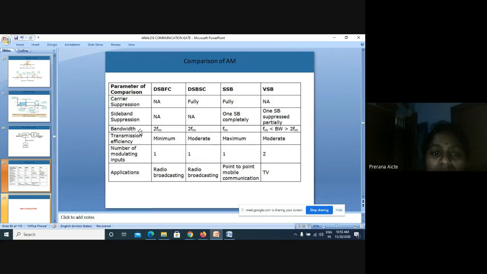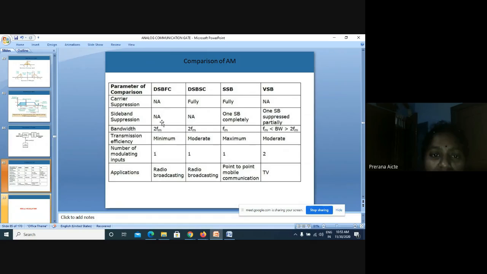When it comes to bandwidth, the bandwidth required for AM is 2 FM, for DSB is 2 FM, and for SSB, we are transmitting only one sideband, so the bandwidth required is FM. For VSB, the bandwidth ranges from FM to 2 FM, isn't it? One complete sideband and some vestigial part of the other sideband. So the bandwidth ranges from FM to 2 FM.